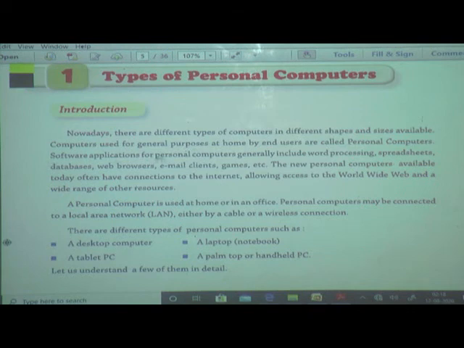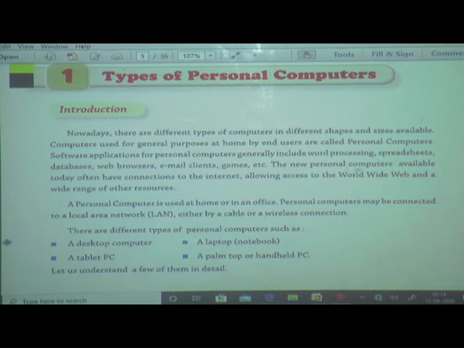Software applications for personal computers generally include word processing, spreadsheet, database, web browser, email clients, games, etc. What is in the personal computer, meaning which type of software is available in the personal computer? Word processing, spreadsheet, database, web browser, email client and games. These types of software are available in the personal computer.